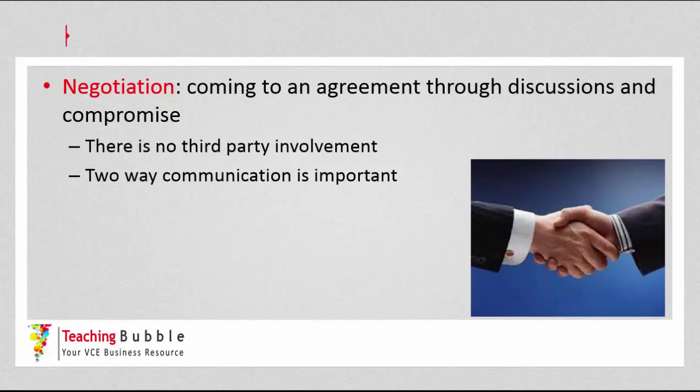Negotiation, we've spoken about this before, coming to an agreement through discussions and compromise. No third party involvement there. Two-way communication is important. Just the two parties or the disputing parties are getting together and trying to work out some kind of compromise to finalise or come to an agreement.